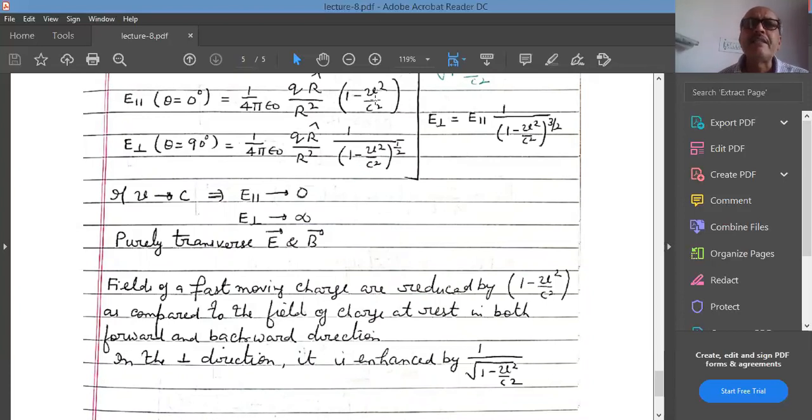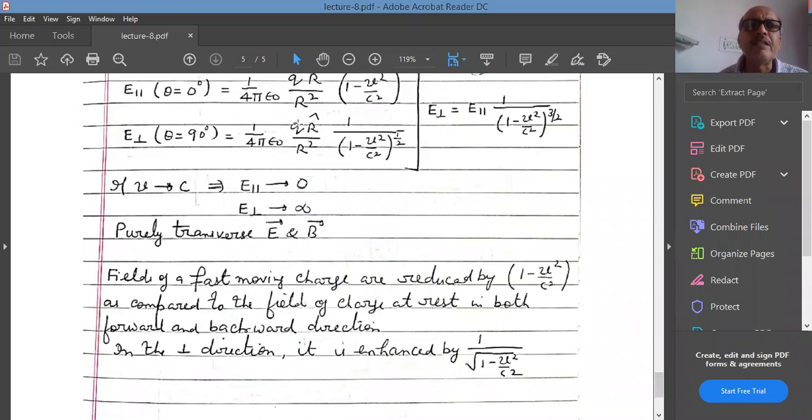If one is in the plane of the paper, the other will be perpendicular to the plane of the paper, and then you have the other direction for the direction of propagation. So in the perpendicular direction, it is enhanced by 1 upon under root of 1 minus b square upon c square. In some textbooks, you will find that they write it behaves like a plane wave solution, or it is peaked along the direction of propagation of the particle. So that is all about today's lecture.